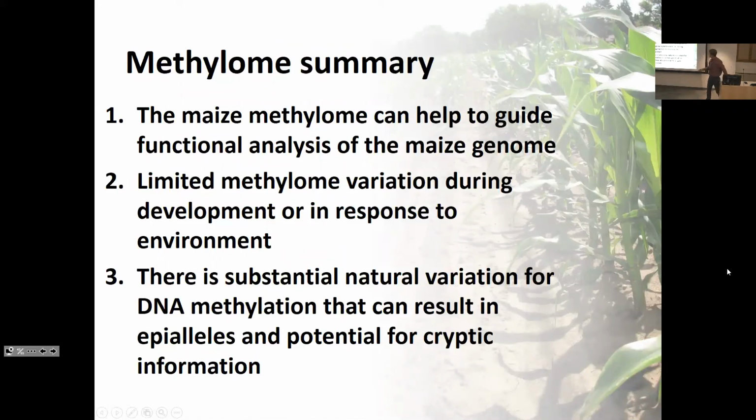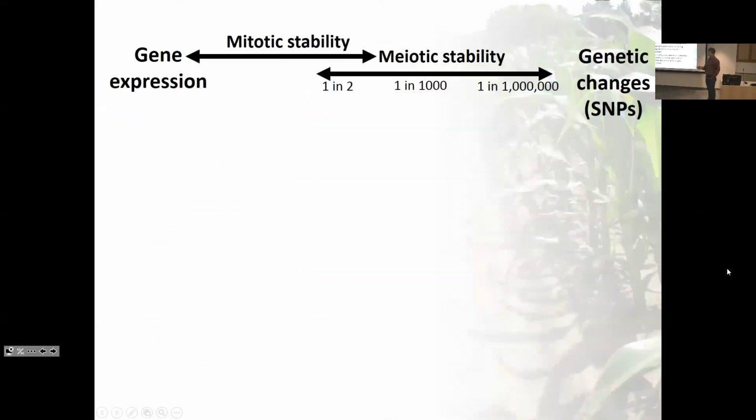So this is the summary of the methylome part. So I think that there's a lot of potential for using this to guide functional analysis. We don't see a lot of variation in development and response environment. This is not saying there's zero, but it's saying we're not seeing massive changes. And we see a lot of natural variation, and we think this can contribute to variation for expression epialleles. Now, if you will give me like 3 or 4 more minutes, I'll go quickly through another story.